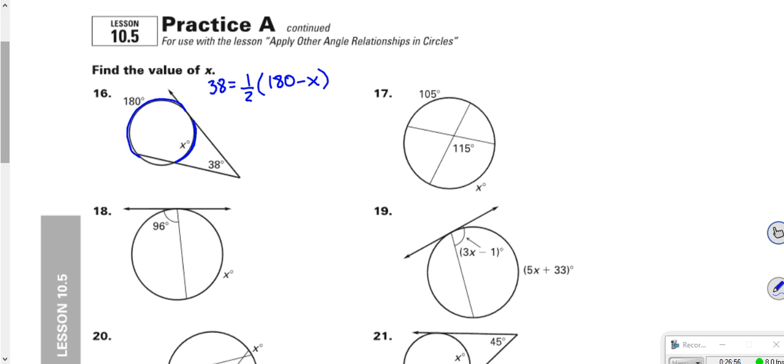Well, multiply both sides by 2 to get rid of the 1/2. So this is going to be 76 equals 180 minus x. I hope everybody saw that. Let me just put, here's what I did. I don't think I wrote that on the other side either, but we are multiplying both sides by 2, and then those 2's cancel. That's what I'm doing there. So then 76 equals 180 minus x. If I solve for x, it's 104.